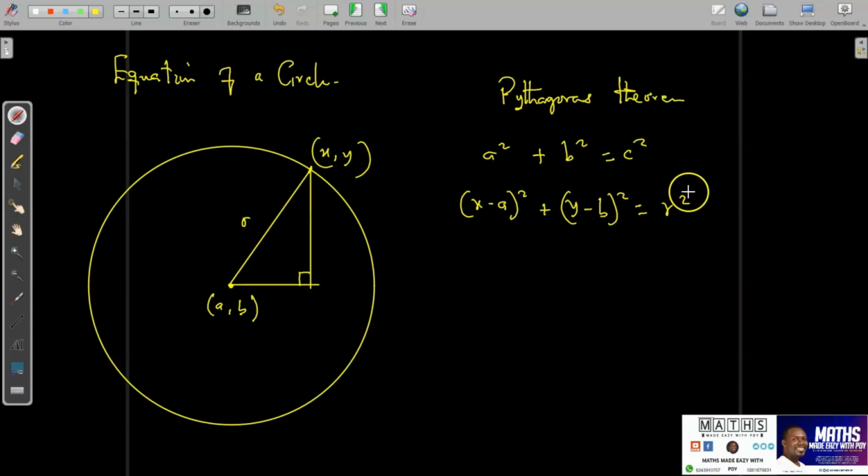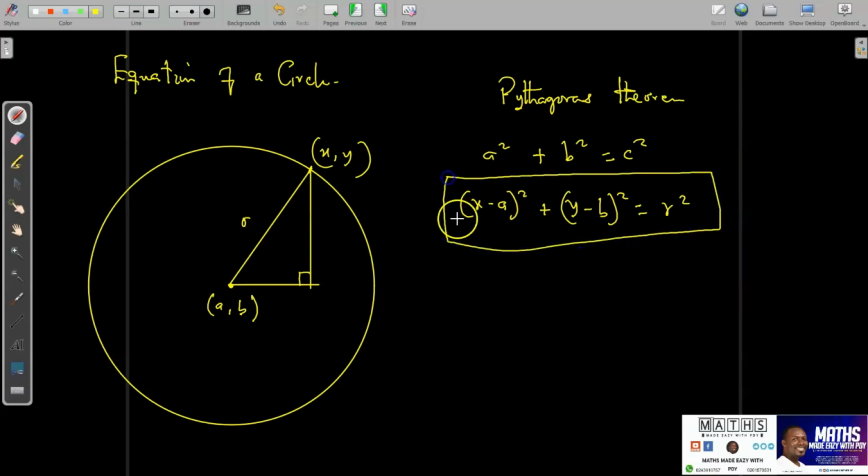Therefore, this expression here gives you the basics to the equation of a given circle. Without the radius and another point on the circumference of a circle, as well as the center, it will be very difficult for you to form the equation of a circle. Please, I have a question. Yes, I'm listening.